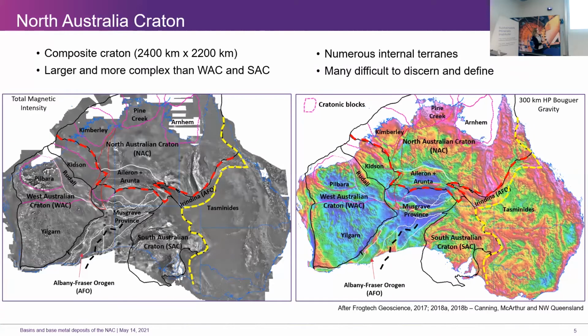Make sure I'm hitting the right buttons. Some of them are well defined, and you can see I've outlined a couple other blocks in pink that I'm calling smaller cratonic blocks. So those are the more competent blocks that are there and aren't really deforming afterwards. And we'll look at some of that in more detail. Some of the other smaller terranes in here, and I'll show you a detailed terrane map, they're harder to define.